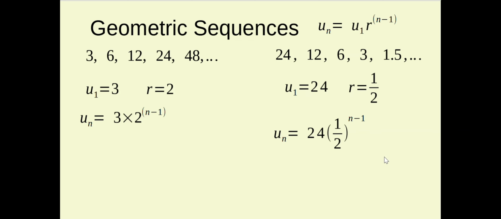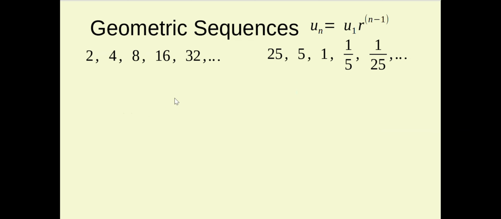Okay, let's have a look at another couple of examples though. This one, 2, 4, 8, 16, 32. U1 is 2, R is 2. So we're going to put this in the equation 2 times 2 to the n minus 1. Now, that's the final answer, that's cool. But actually, if you look at that, that's not really the final answer, because we can easily simplify that, right? This is 2 to the 1. So 1 plus n minus 1 is just n. So this simplifies to 2 to the power n.